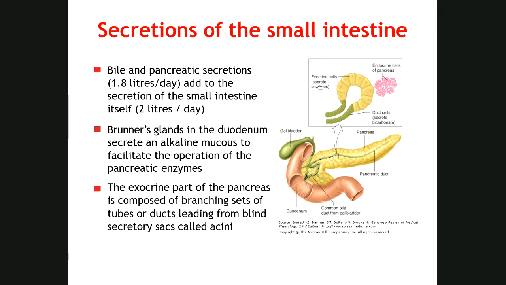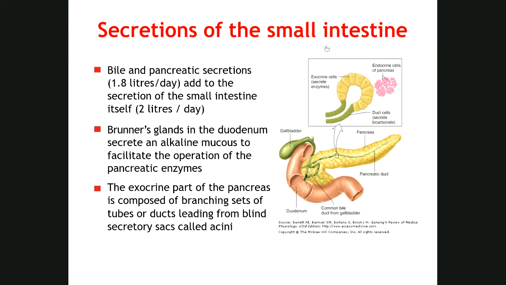So talking about the secretions from the pancreas, I think this will be the last part. I'll talk about the accessory glands of the pancreas and the liver, and then I will leave the rest for next lecture. So the pancreas is a mixed gland.